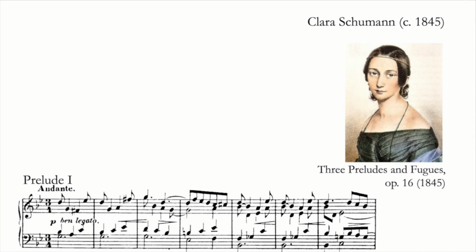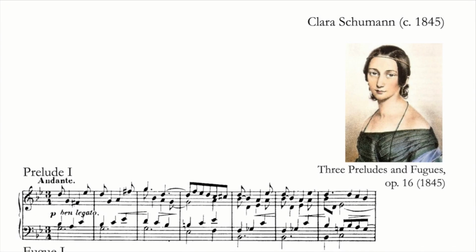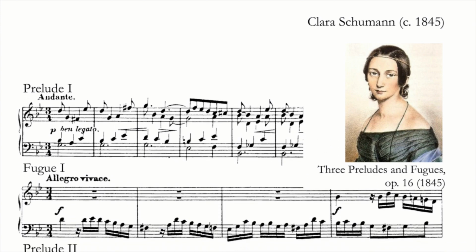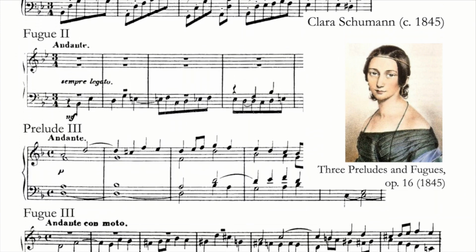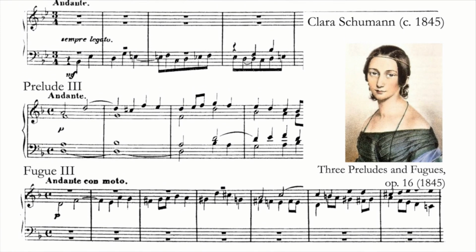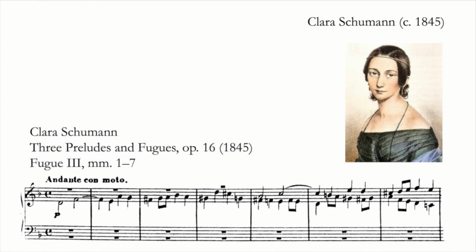In 1845, Clara Schumann published a set of 3 preludes and fugues for piano as her 16th opus. In a previous article, I examined Schumann's handling of canonic imitation within the 3rd fugue of this set, focusing on canons that involved a delayed transposition of the melodic subject. In this video, I examine an instance within this same fugue in which the subject is imitated in inversion.